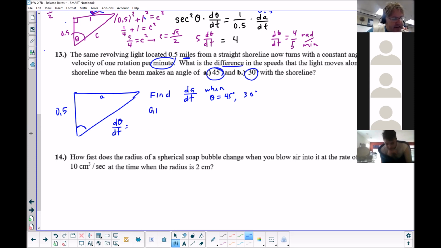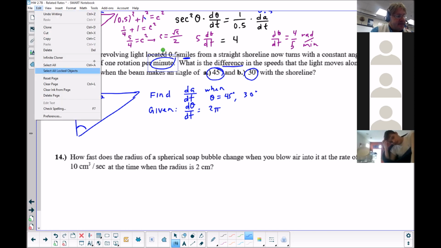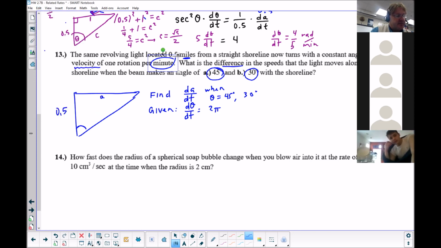I know that normally we write the given above the find, but we're going to change that here. What are we given? Well, we're given the 0.5 again. And we're given this very powerful piece of information that we just talked about: the rate of change of the angle is one rotation, which translated into radians is 2 pi, per minute. So d theta/dt is 2 pi. Anytime you see language like this in an angular change problem, one rotation means 2 pi.